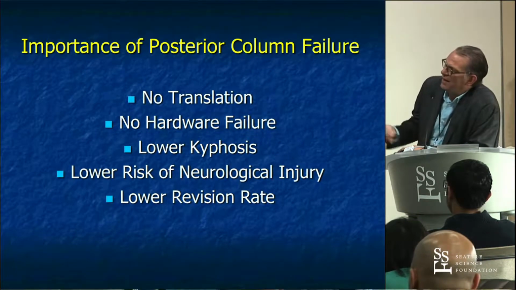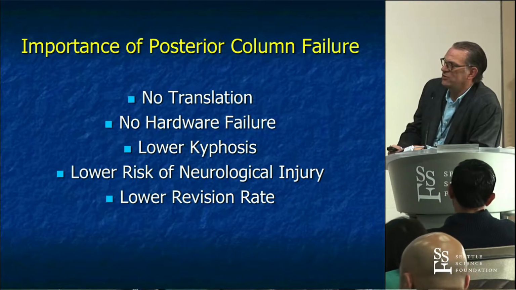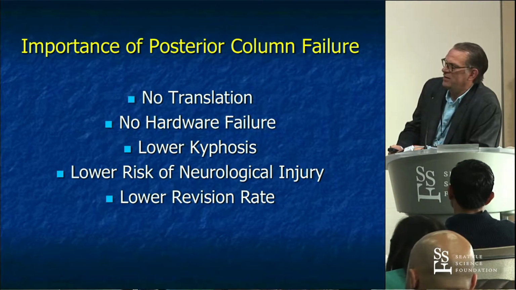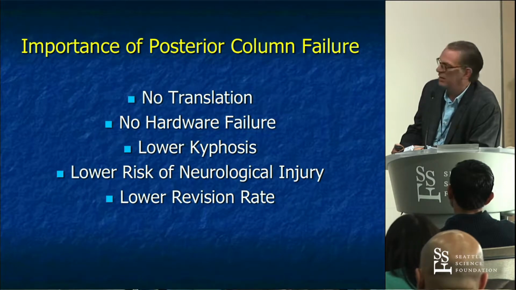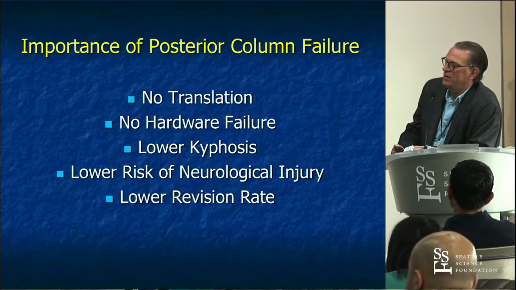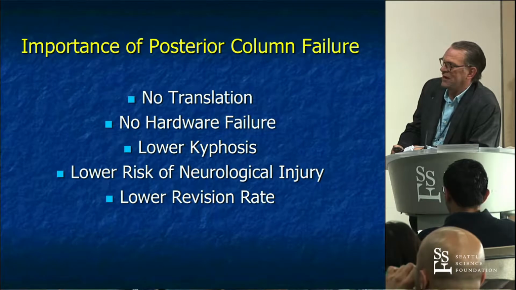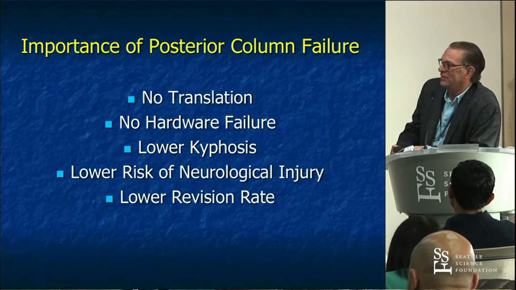But if you look at that, I think that classification highlights the importance of proximal junctional failure. So translation, which is part of the feature and results in a higher score, can't happen without failure of the posterior column. If we don't see hardware failure, the posterior column is more often intact. Again, lower amounts of kyphosis probably reflect an intact posterior column. We don't get neurologic deficit nearly as likely without a posterior column failure, and ultimately we don't revise as often.